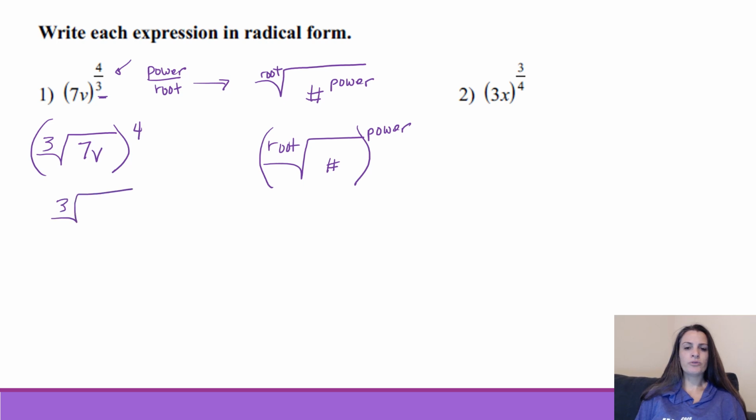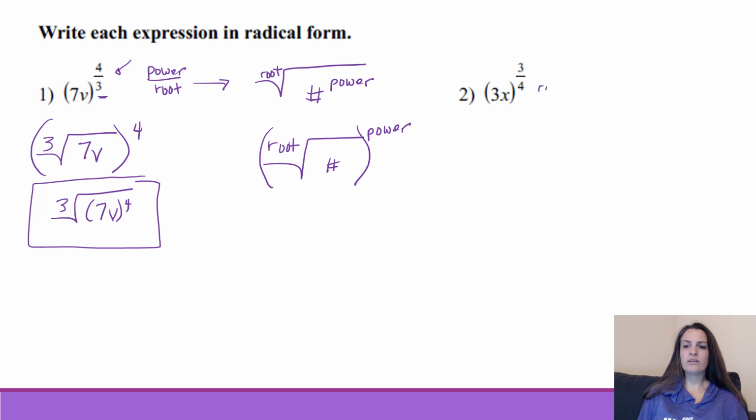Or you can also see it as 7v to the fourth inside parentheses under the radical. So either of those solutions are perfect. And there we go. Exact same thing is going to follow for number 2.